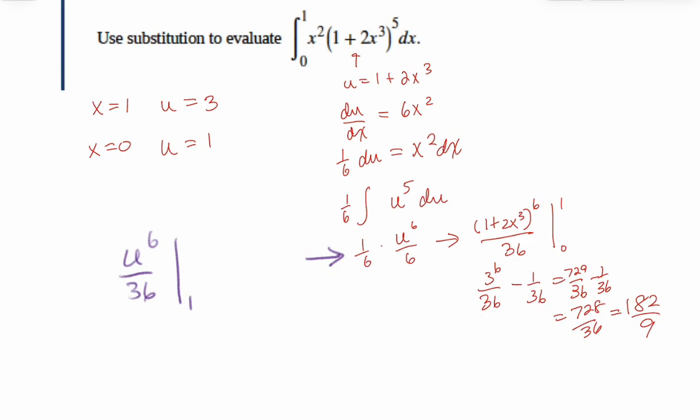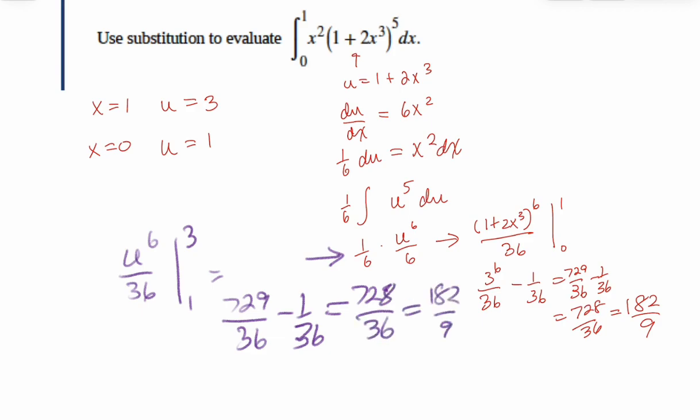This is the boundaries from 1 to 3. Well, if we change our boundaries to be u's, because our original boundaries were x's, now our new boundaries are u's, guess what we get? We get 729 over 36 minus 1 over 36, which is 728 over 36, or 182 over 9. So you get the exact same result. So what you can do is you can change everything, even the boundaries, into u's and never have to touch the x's again. It's up to you if you want to do that. You still end up kind of doing the same math one way or the other.